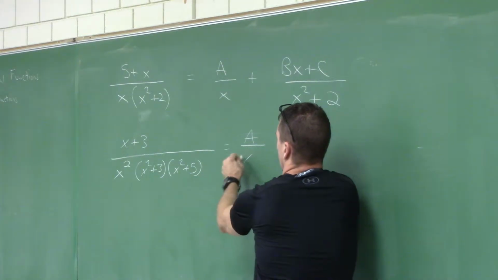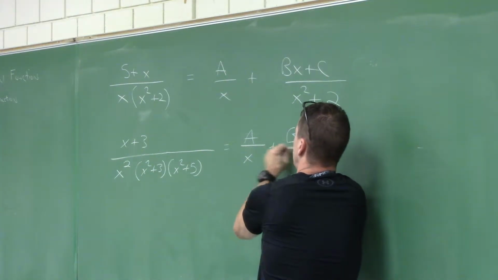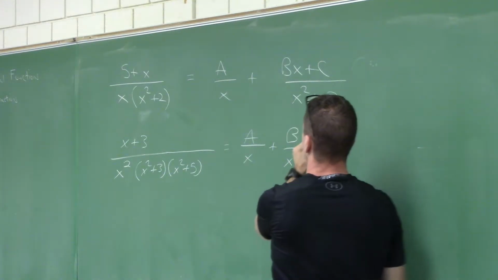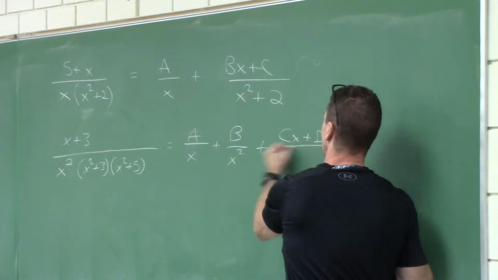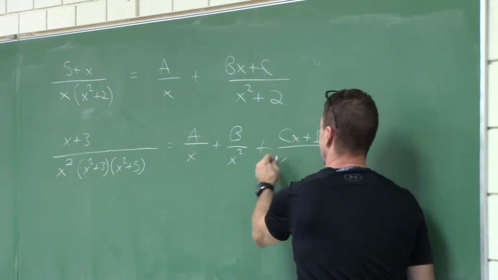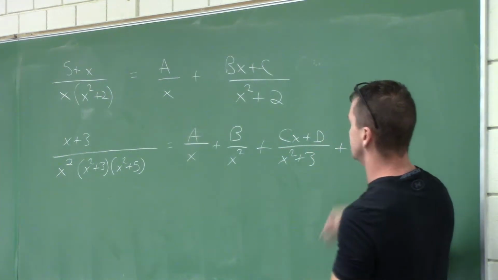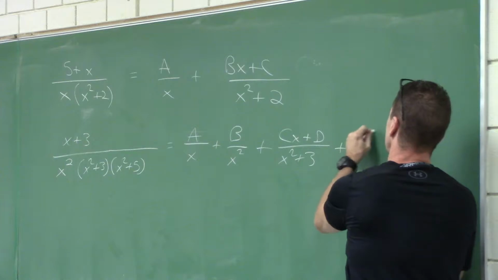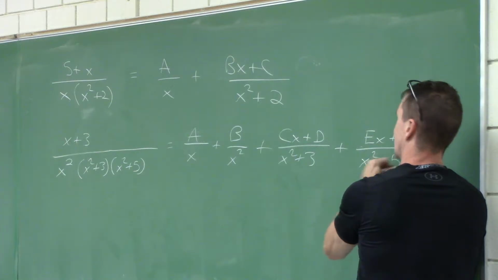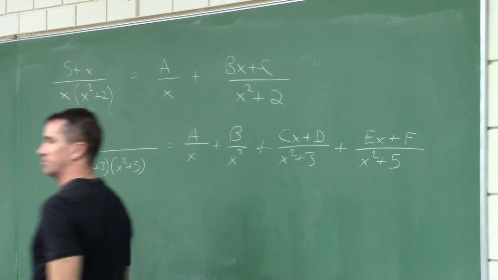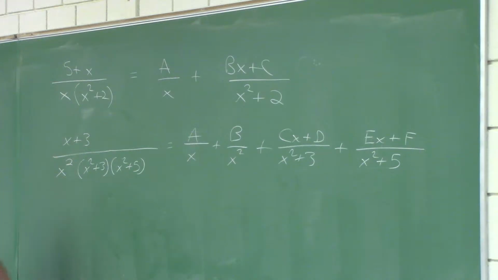A over x plus B over x squared. Excellent. Now, how would you handle that x squared plus 3? You are good. Cx plus D. It'll be over x squared plus 3, and it looks like we're going to need one more of these. Ex plus F, all over x squared plus 5. You got it. Now we'll work a problem. So we don't see anything this crazy. It could work, but it would take forever. Eventually we'll find these constants A's and B's and C's and D's. We have to break these things up.